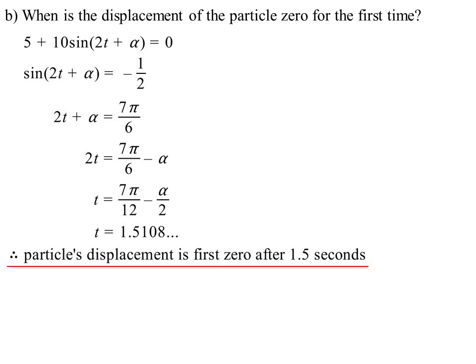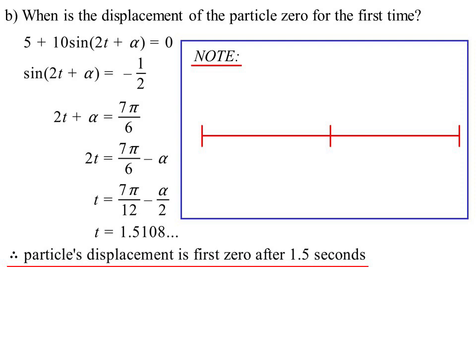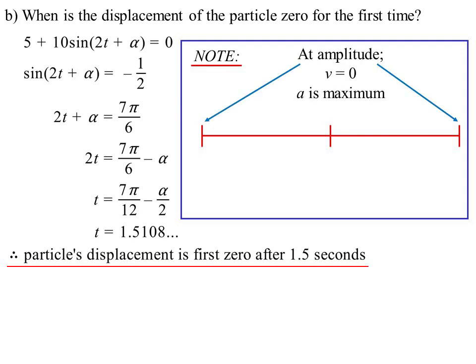So after 1.5 seconds, just a little diagram here, some obvious things. Well, maybe it's not obvious, but at the amplitude, velocity is 0 because that's where it's stopping. So that also has to be where acceleration is a maximum, so out at the endpoints. Whereas at the centre, that's where velocity is going to be the maximum and acceleration will be 0.